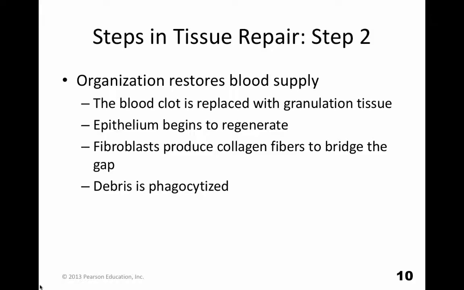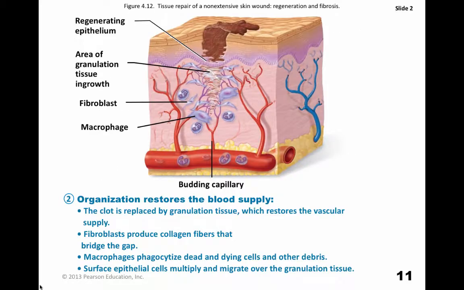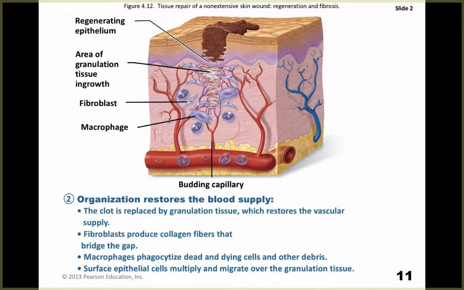They're going to start producing collagen fibers that bridge the gap from one side to the next so that we can bring them back together. And then all the things that are broken in there, or any bacteria that's gotten in and been killed, it's all going to be phagocytized. So let's look at this really quick in the picture. You can see that the scab is still there while we are essentially trying to fix everything.